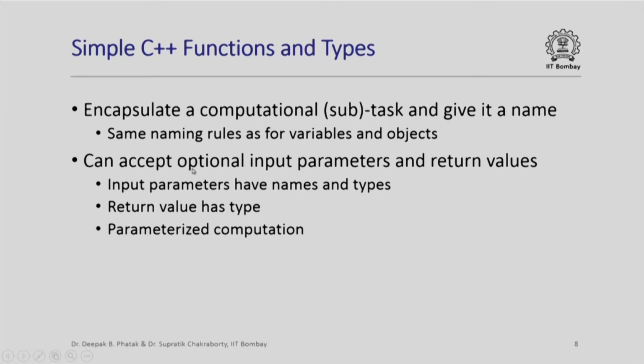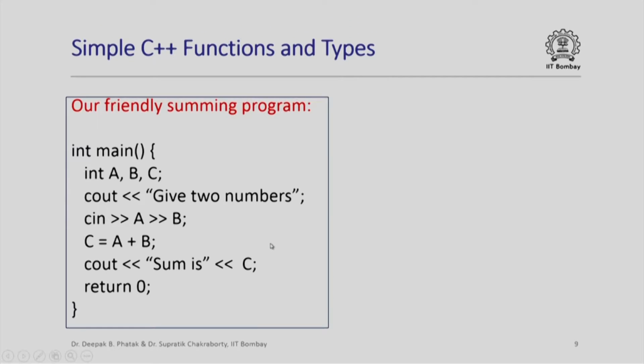Now, a function can also accept optional input parameters and it can return values, but these input parameters must again have names and they must have types, and similarly the return value must have a type. And of course, when a function has parameters, what it represents is a parameterized computation. We will quickly see an example of this. This was a friendly summing program that we had seen in an earlier lecture. It reads in 2 numbers and it outputs their sum.